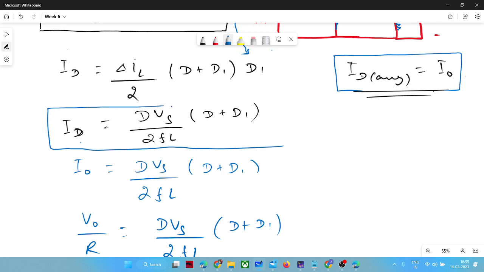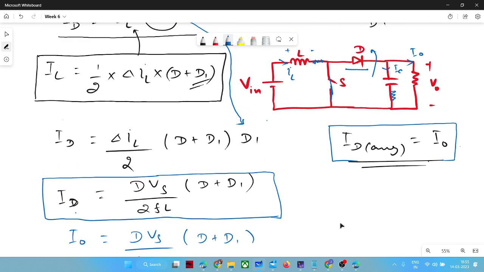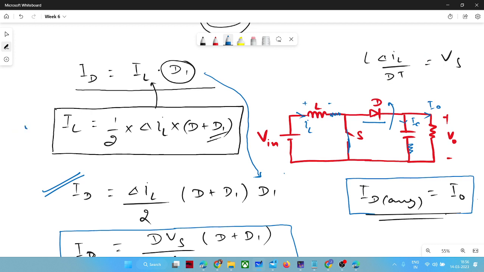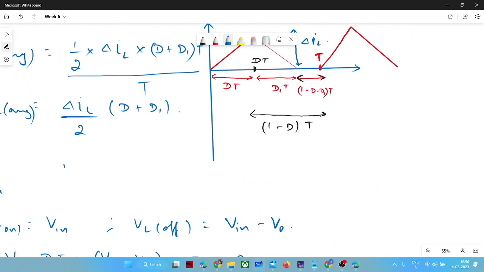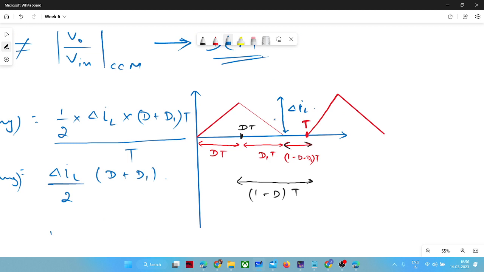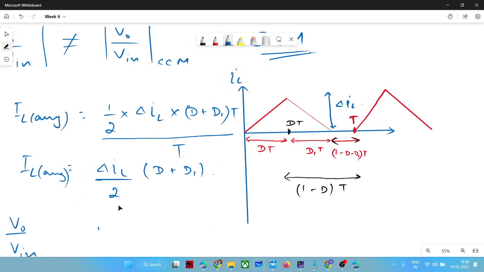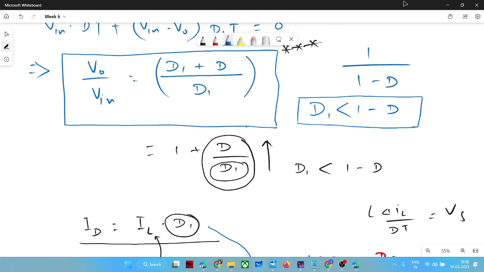Del IL value, you are fine till this step. So IL, you are okay with this? IL is equal to half into del IL into D plus D1. Let me come to this point. Here we computed IL average. IL average was half into del IL into D plus D1 into T divided by T. Average value, yes. We concluded that the IL average value was del IL by 2 into D plus D1. So that same thing I wrote here.